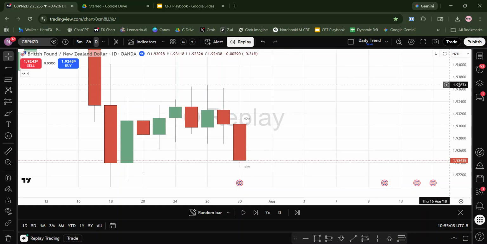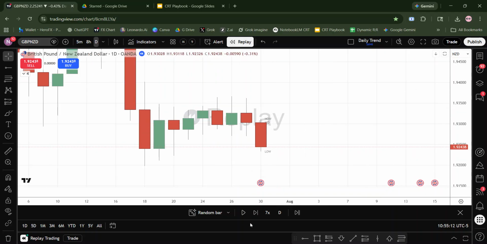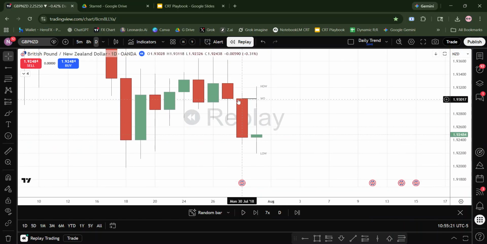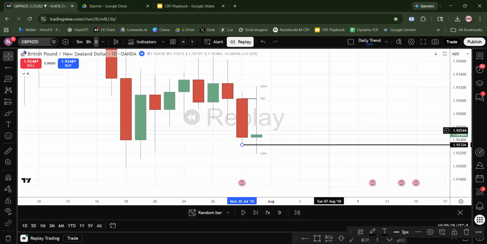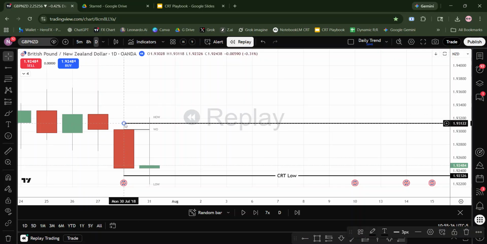So now we have a break to the downside. That's good. This is what, Monday? All right, so let's see what we get next. Okay, so we have another one where once again it sweeps both sides. This could be, and here's the thing, this could be a candle 2 to the upside. The only thing I don't like about it, though, is that it already swept the range high too, right?